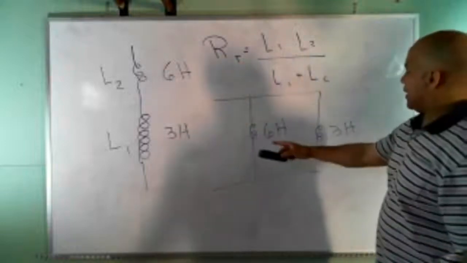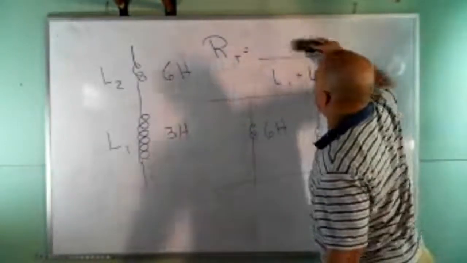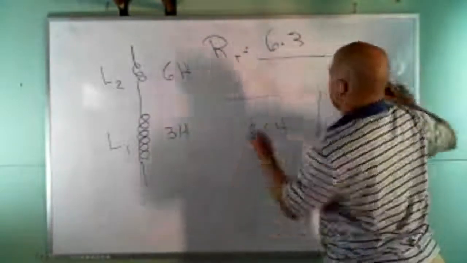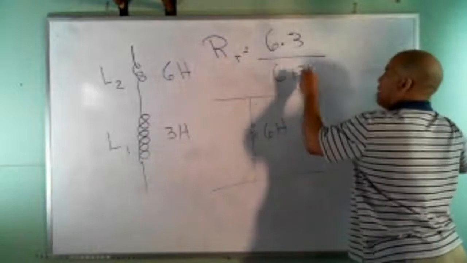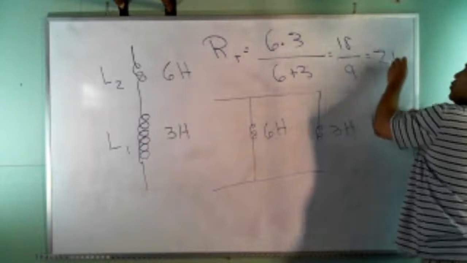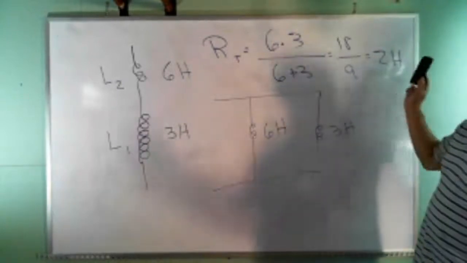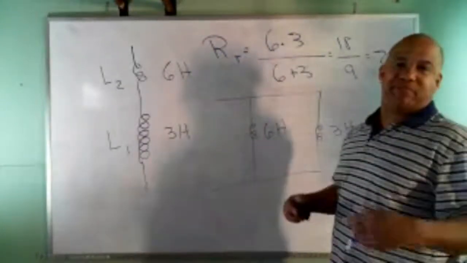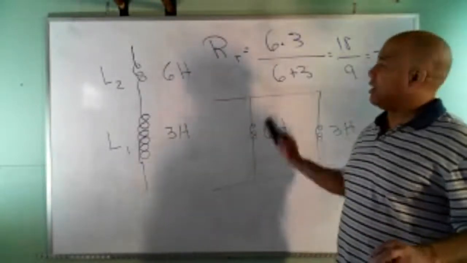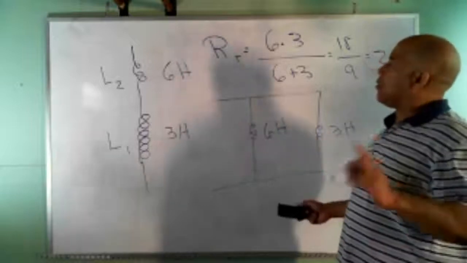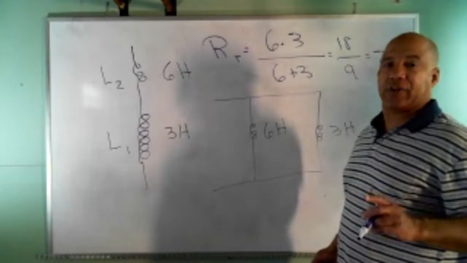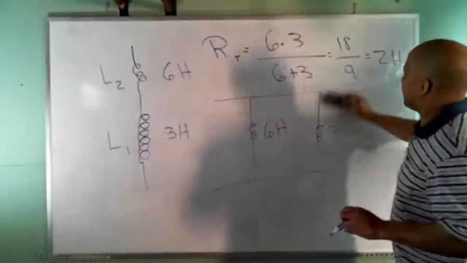I'm going to leave the units off. I got a 6 and a 3. 6 plus 3 is 9 on the bottom, and 18 on top. That's going to be 2, so 2 Henries will be my total. So inductors in series and parallel are just like resistors, no big deal. I'm not going to ask anything about that on the exam because that's just simple. But I really am interested in how inductors behave in the AC circuit.